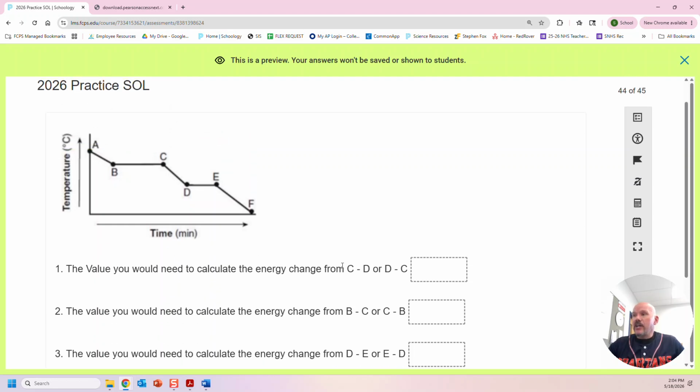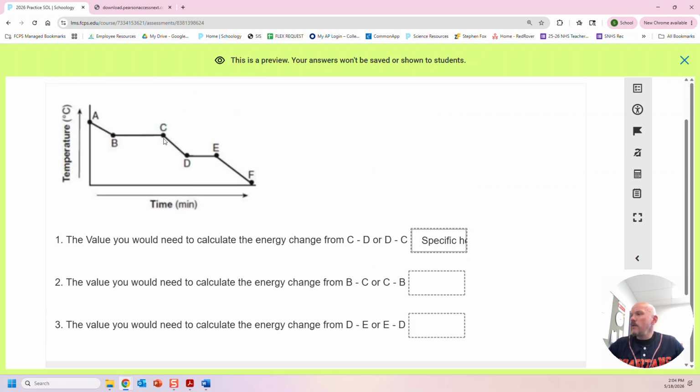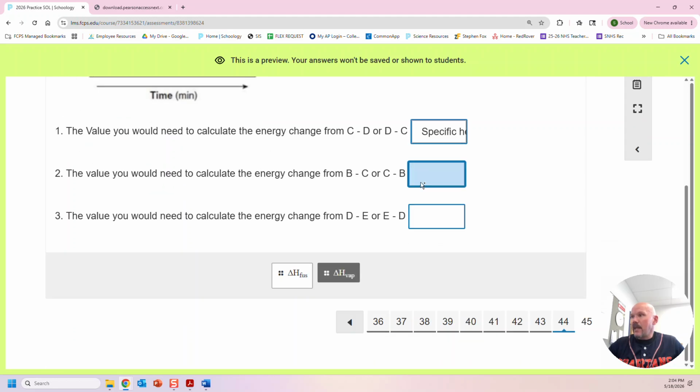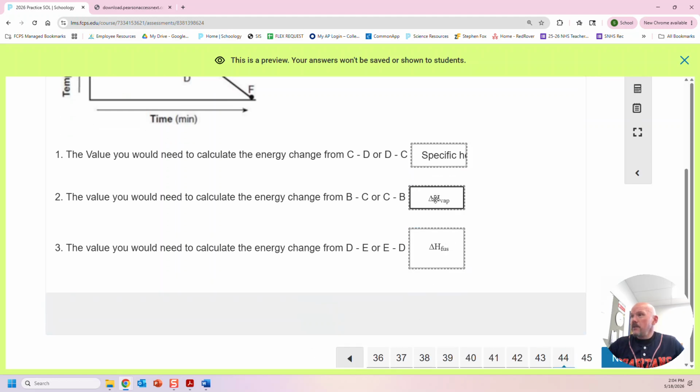So to calculate energy change, C to D or D to C, remember, if the temperature is changing, we need specific heat capacity. And what equation would we use? Q equals mCΔT, right? So what about B to C or C to B? Remember, that's vaporization or condensation. So we would need the delta H, the molar heat of vaporization. And then D to E or E to D, that would be melting or freezing. That's what the molar heat of fusion is for. So this is for vaporizing or condensing. This is for melting or freezing. Okay.